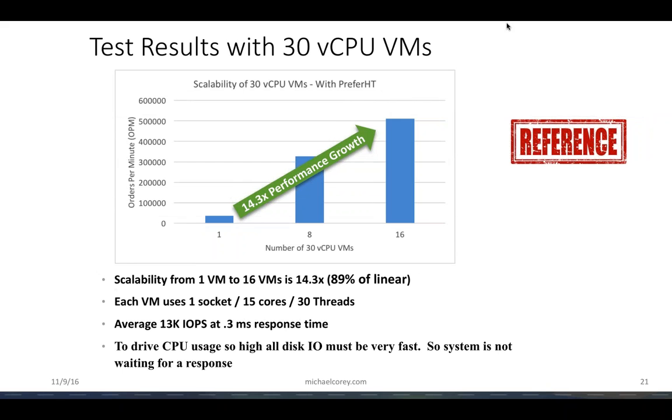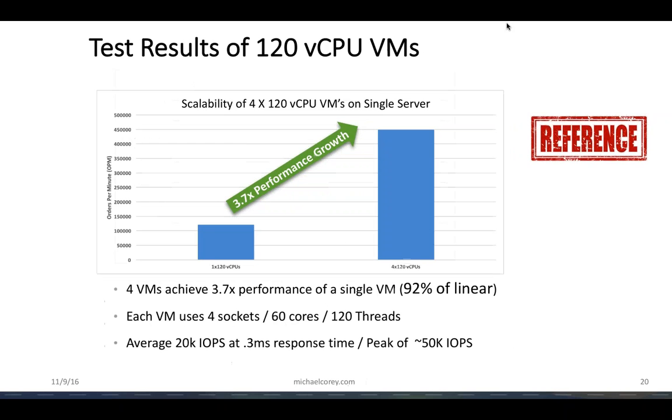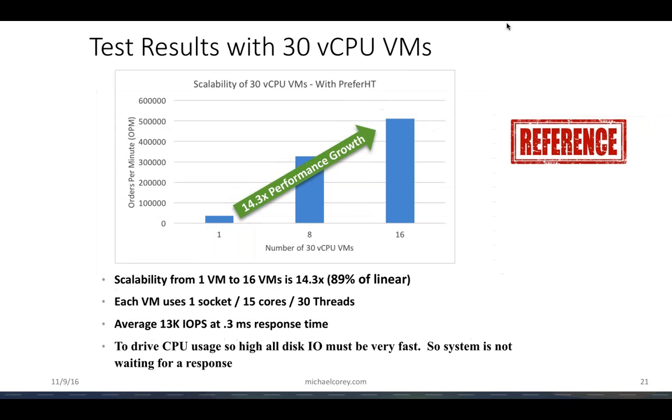And they did different iterations in different sizes. And what you see is it keeps scaling, 89% of linear, 15 cores, 30 threads. So it's interesting that the bigger the VM, the better it seemed to scale, just ever so slightly.